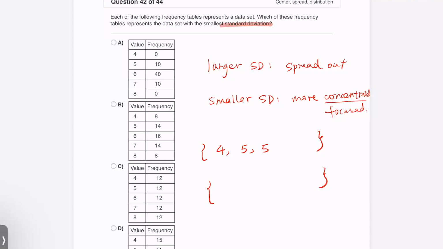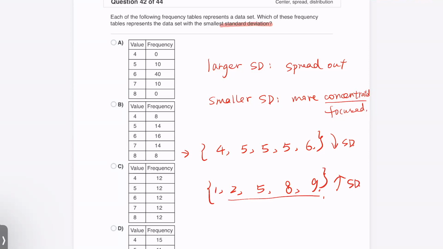Okay, nice. Thank you. So, for example, this is the first set: 4, 5, 5, 5, 6. Most of the numbers are centered at 5, so this one has a smaller SD. On the other hand, if I give you 1, 2, 5, 9, 8, and 9, then this one has a larger SD because it's more spread out.